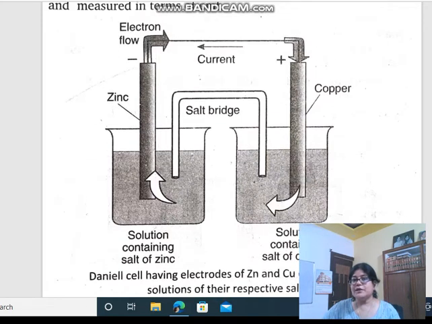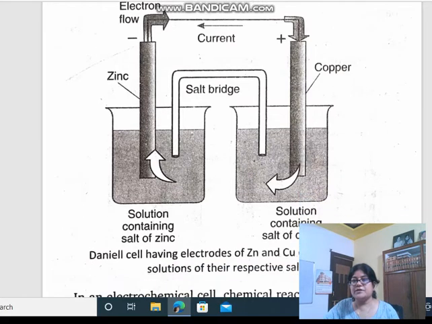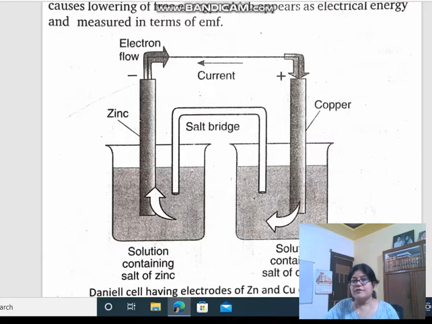Now these are the two electrodes. You can see over here, zinc electrode and copper electrode, and they are connected with the outer circuit. And as we know that electrons always flow from negative to positive, so the direction of current is from positive to negative. Now you can also observe here in this case, these two vessels, they are connected with the help of the salt bridge.